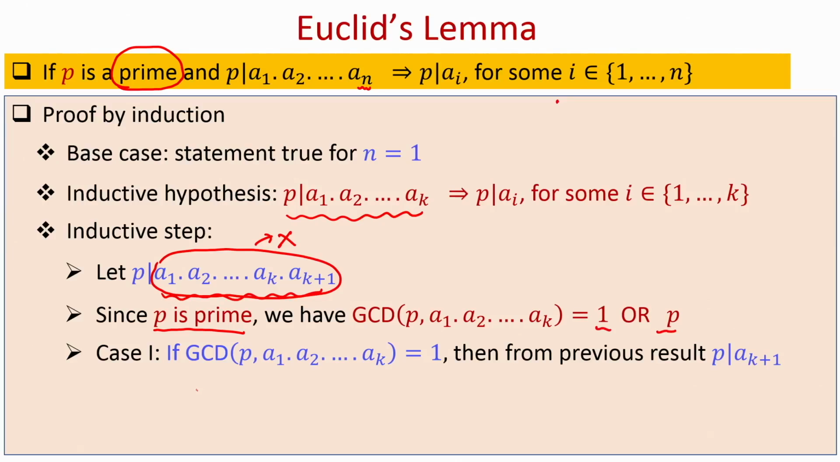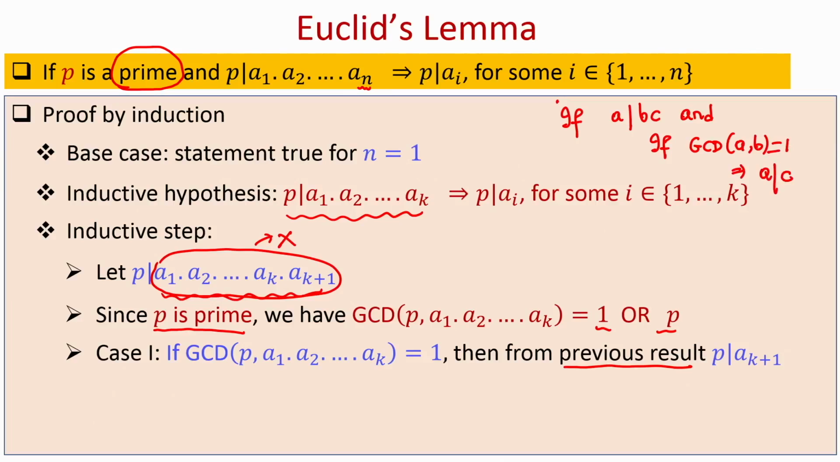Now, if the GCD of P and the product of the first k numbers is 1, then from the previous result, meaning the result I showed in the previous slide, if A divides BC and the GCD of A and B is 1, then it has to be the case that A divides C.